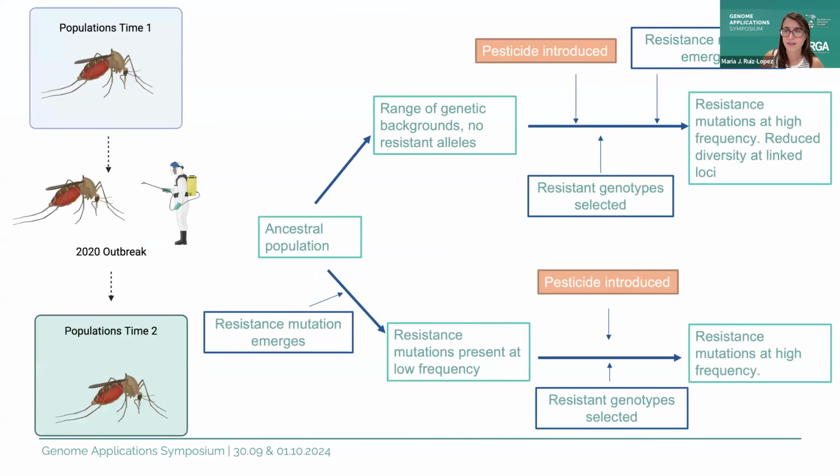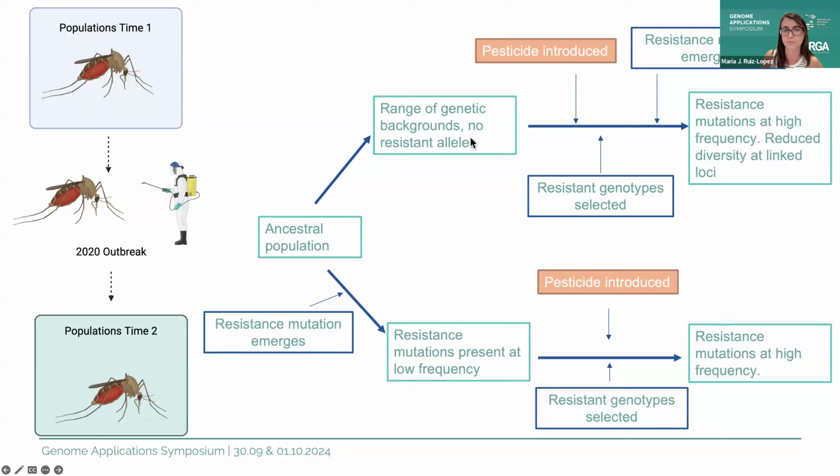So how does mosquito pesticide resistance evolve? It can evolve through standing variation or de novo mutation. Imagine that we have an ancestral population. A resistance mutation can emerge, but it might not be associated with the pesticide, so it becomes present at low frequency.